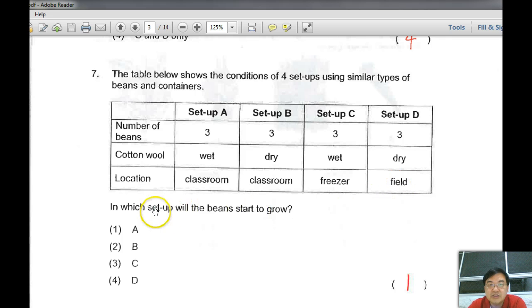Now it says which setup will the bean start to grow? It means it must have wet condition. Okay, so this is very likely. Okay, classroom. Okay, the right temperature with water. Okay, it will grow, not here. All right, dry will not, because there's no water. So answer is A, number 1.